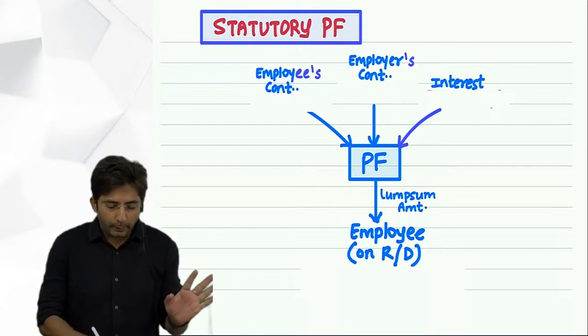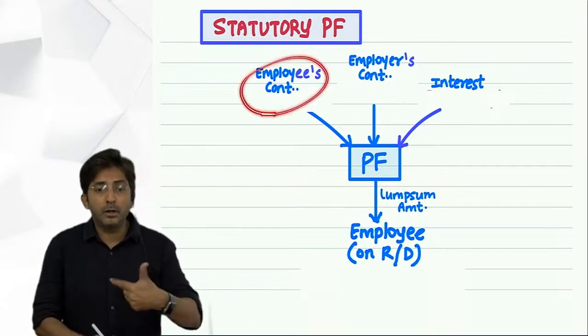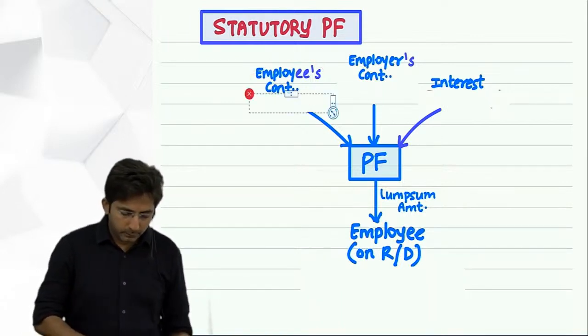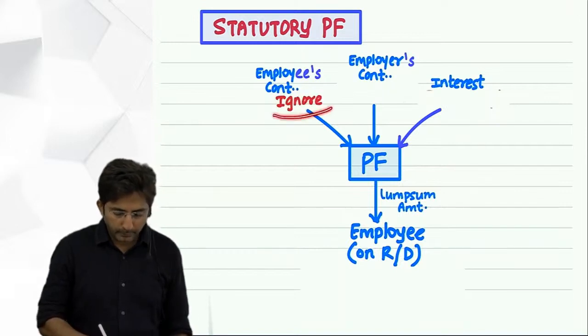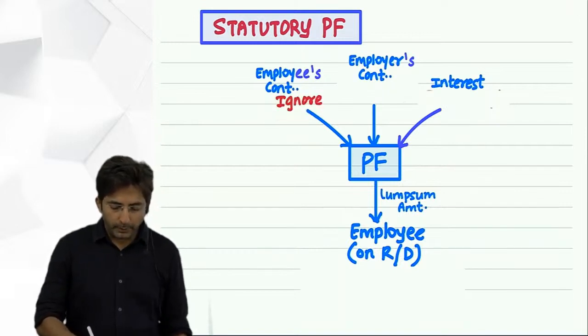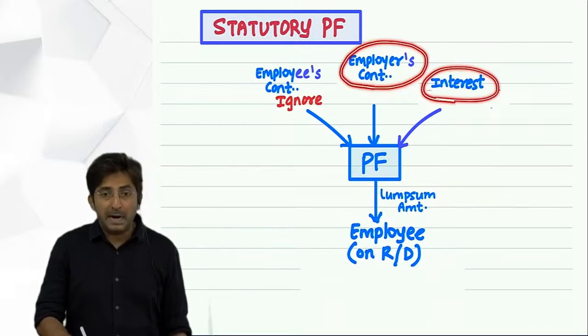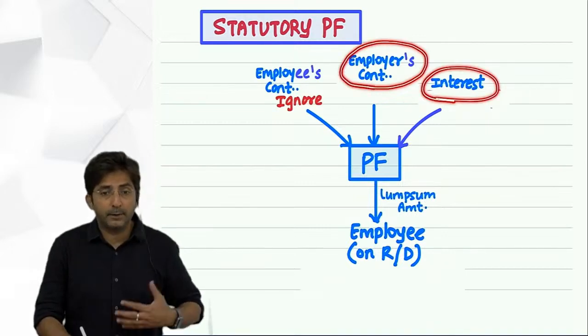So we don't have to record this separately. It will amount to double effect. Okay. So see, this is ignored. But tell me, what about employer's contribution and interest? Does it become part of basic salary or are these different things?